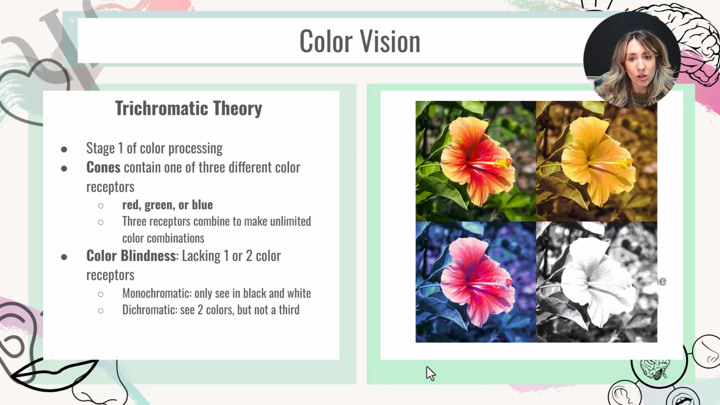So if you take a look here, you'll see this picture in the top left is normal color vision, and then this would be red-green color blindness, this would be blue-yellow color blindness, and then this would be monochromatic, where you only see in shades of gray.